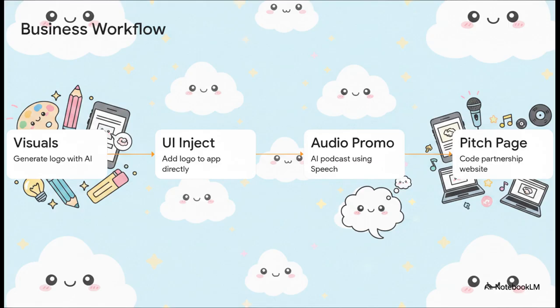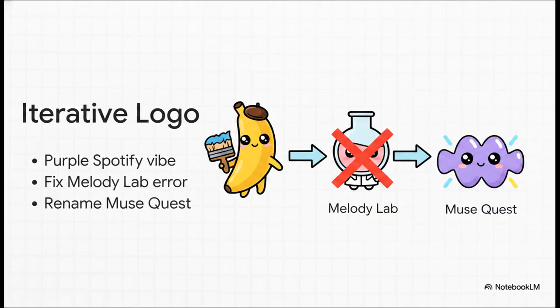We're going to generate a logo, drop it straight into our working app, spin up an AI-generated audio podcast promo, and then generate a full business landing page to pitch our app to a major record label. And we are doing all of this inside the exact same AI studio window. For the logo, we just switch over to the free Nano Banana image model. We ask it for a black and purple waveform style design.